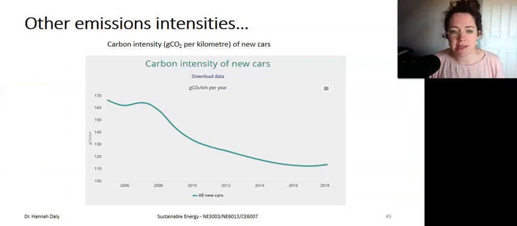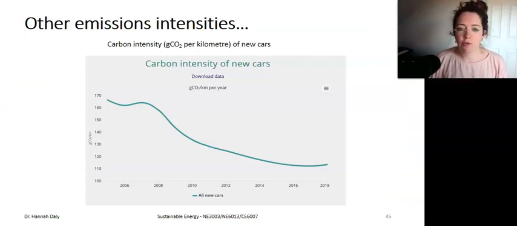Other emissions intensities then, very briefly, and as I mentioned before, an emission intensity is just the amount of emissions per unit of activity, and I'll give you a few different examples. Here is the grams of CO2 per kilometre. So again, a unit of emission per activity, the activity of cars is per kilometre. The emissions intensity, the carbon intensity of new cars is decreasing, but that has flattened off.